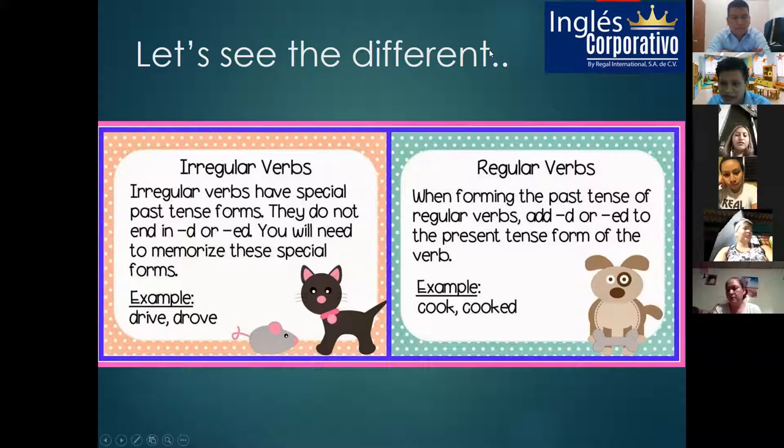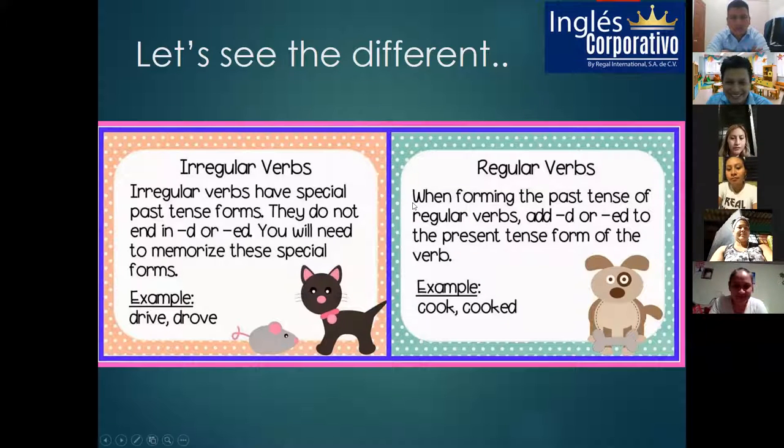Okay, continue with this. Yo sé que Leticia wants to participate, but I'm sorry, Leticia. Le vamos a dar la oportunidad a Fabrizio. Okay, help to read. Regular verbs. When forming the past tense of regular verbs, add D or ED to the present tense form of the verb. Example, cook, cooked. Okay, very good.